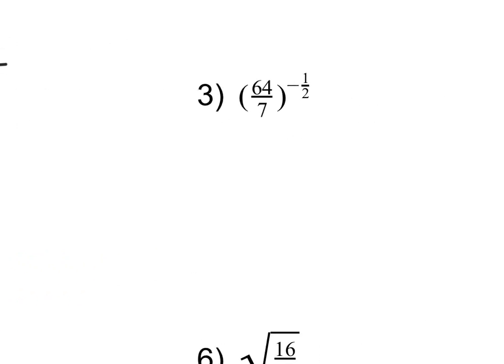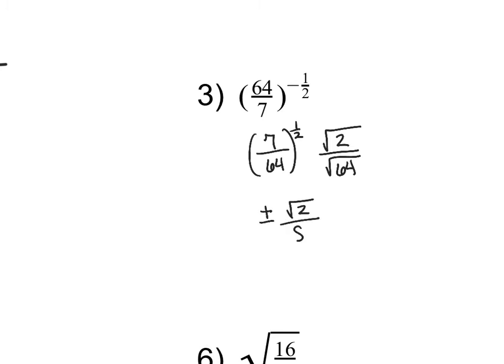All right, remember, to get rid of a negative exponent, we flip it first. So 7 over 64 to the 1/2 power. 1/2 power just simply means that we're square rooting everything. So since we're square rooting, don't forget that plus minus. Now remember, you can't simplify this because you can't simplify a number outside of a radical, the 8, with a number inside of a radical, which is radical 2.